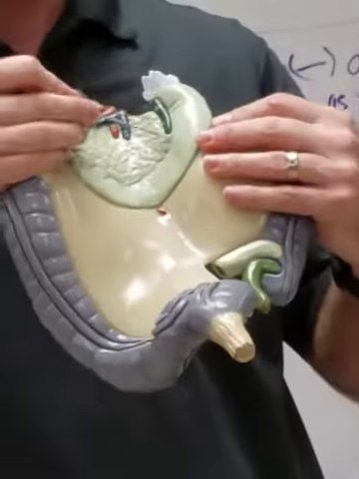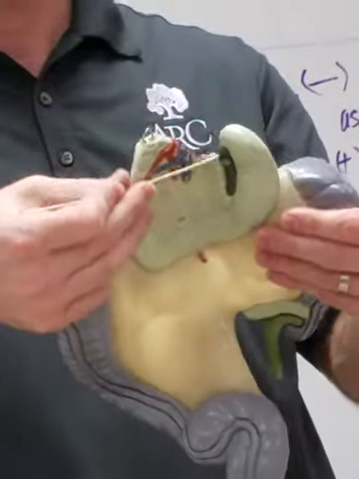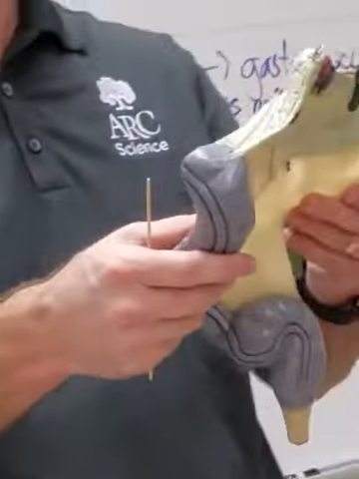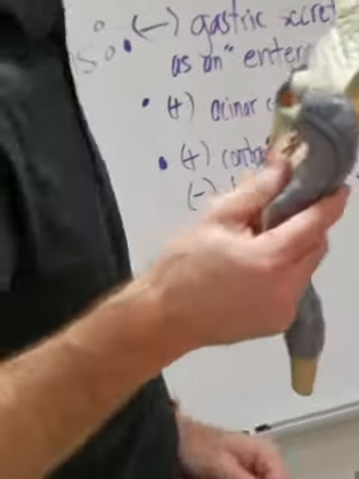This green thing on the back here? Yeah, common bile duct.